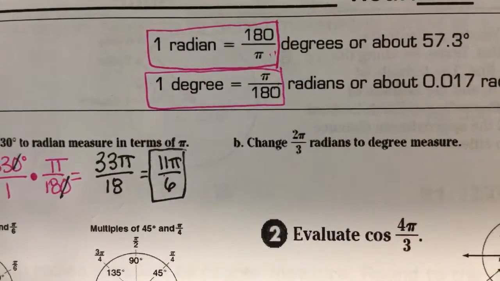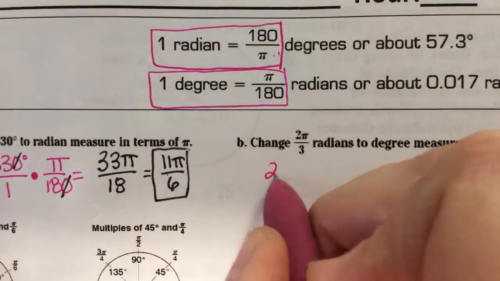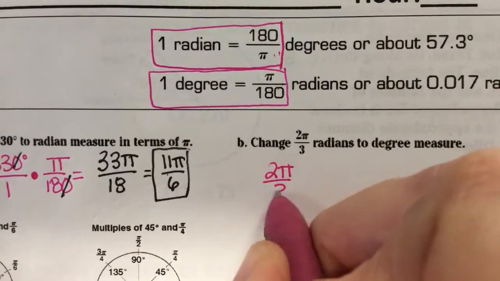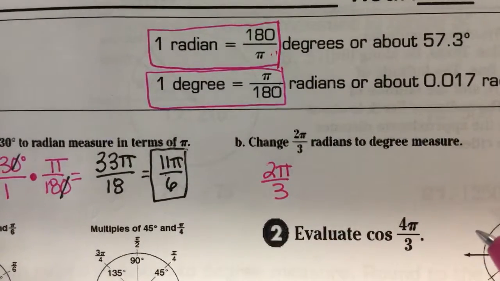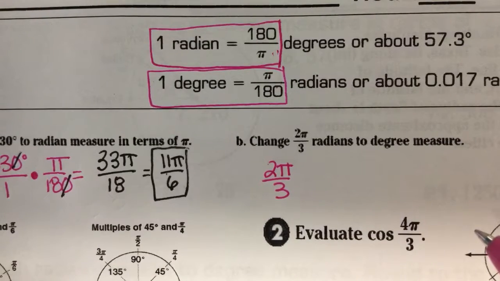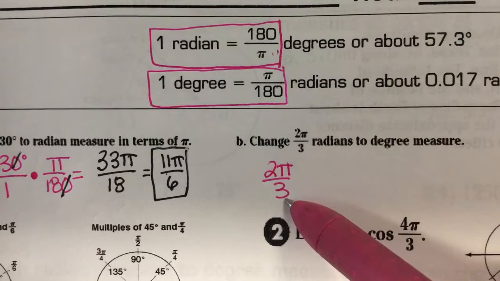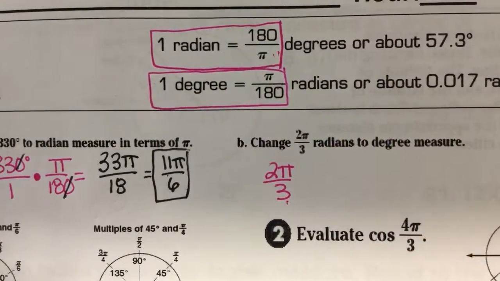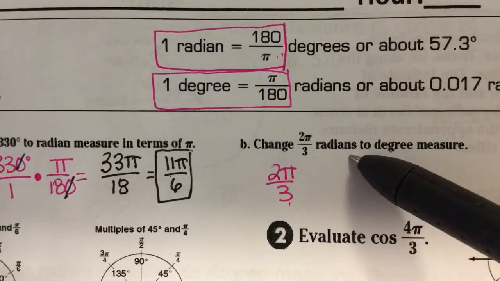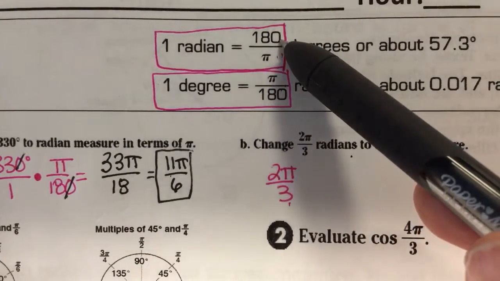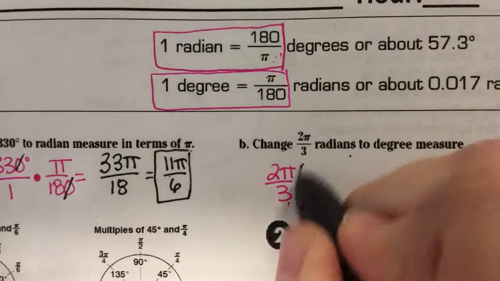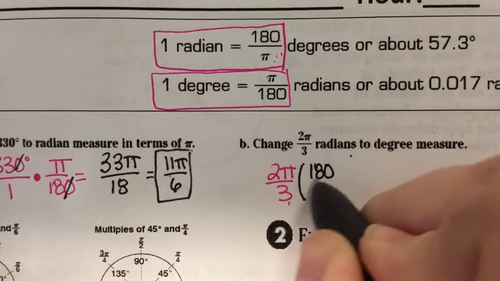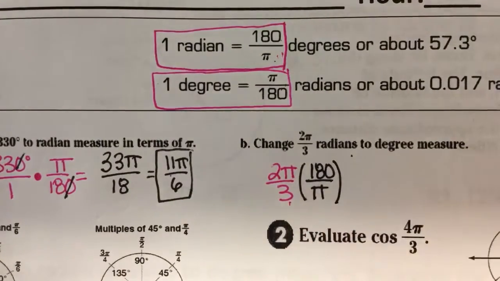This time we're going the opposite direction. So I have 2 pi thirds radians. Now if I go to my unit circle, I can see that that's at 120 degrees. If you find 2 pi over 3, it's at 120 degrees. So if I don't get that answer, I've done something wrong. Every radian is equal to 180 over pi, so I'm going to multiply this by 180 over pi, okay?